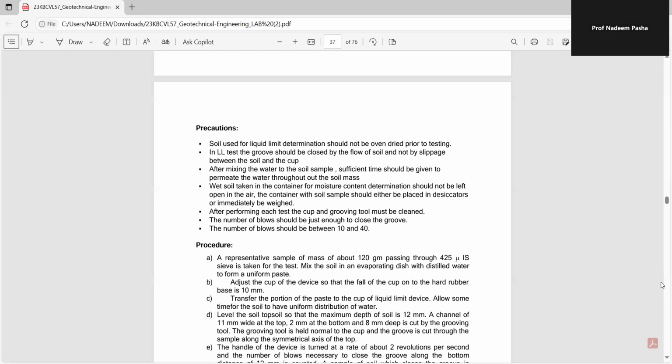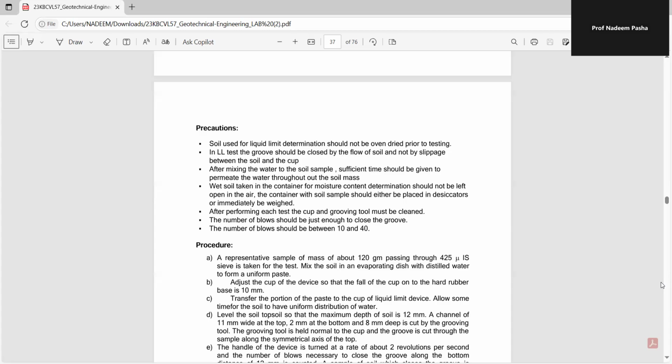So, the procedure: a representative sample of mass about 120 gram passing through a 425 micron IS sieve is taken for the test. So what are we trying to do? Mix the soil in an evaporating dish with distilled water to form a uniform paste.